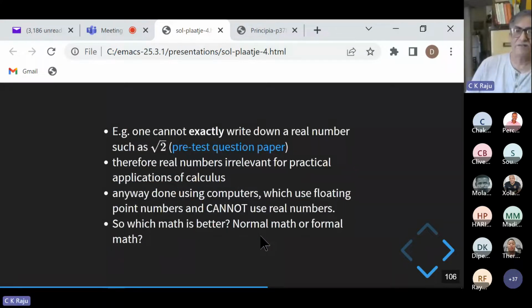And you cannot even write down exactly what a real number such as square root of 2 is. I ask people, write it down, square it, check whether you get exactly 2, not 1.999. So real numbers cannot be used. We went through that. Let me skip that.